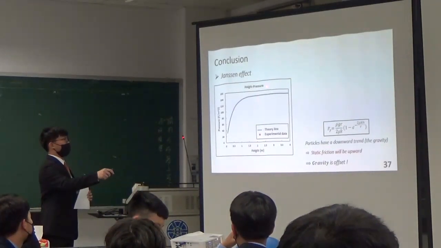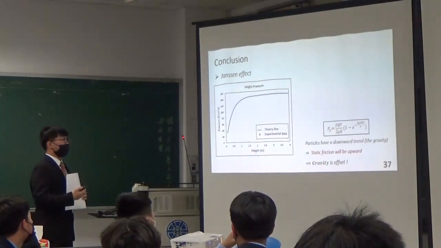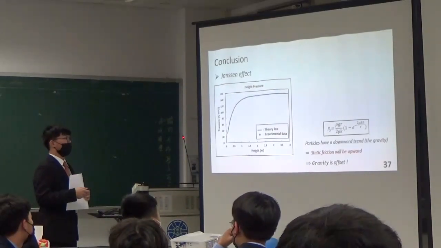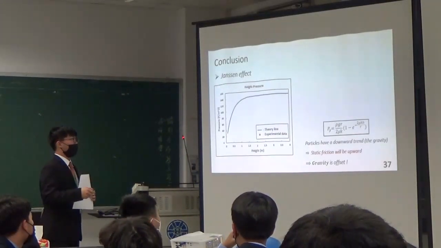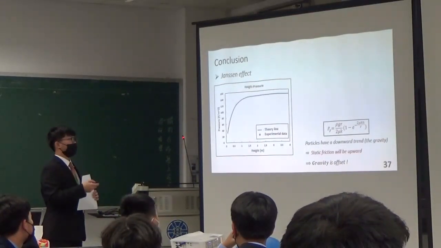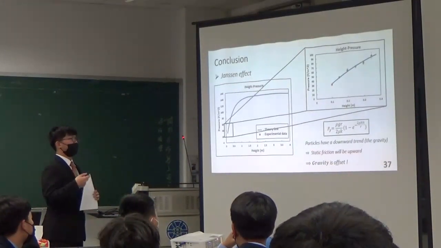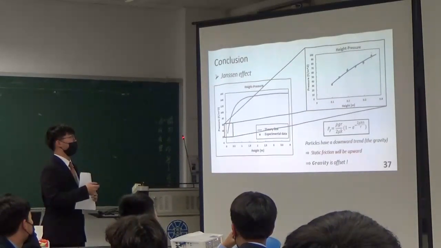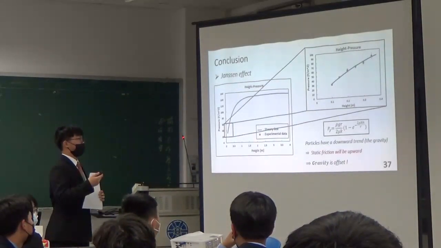And this is the conclusion about the Jensen effect. It is because the particle has a downward trend due to gravity, so the static balance will offset the gravity. And so in the final section of the graph, it will remain a constant. But our experimental scale is very small, so we can ignore this effect in our experiment.